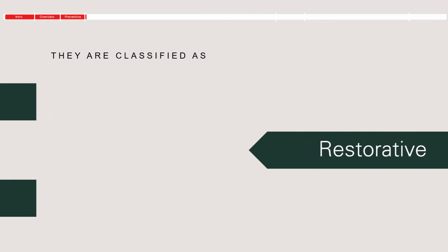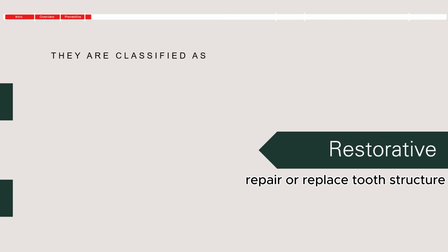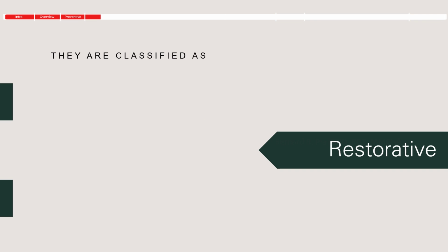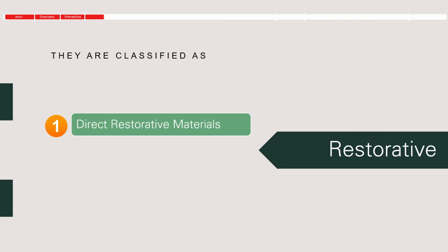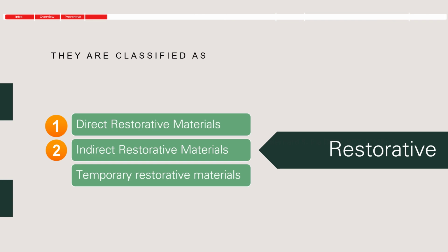Restorative dental materials consist of synthetic components that are used to repair or replace tooth structure. They are grouped by composition, specific function, the type of tooth structure they are replacing, or method of fabrication. There are three classifications of restorative dental materials: direct restorative materials, indirect restorative materials, and temporary restorative materials.